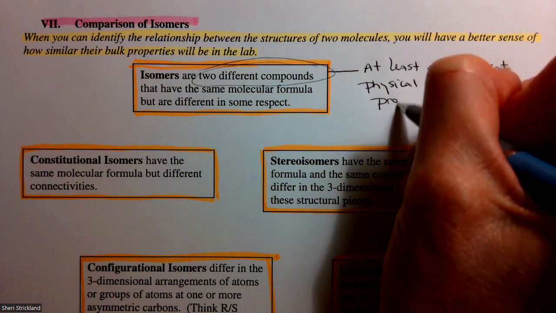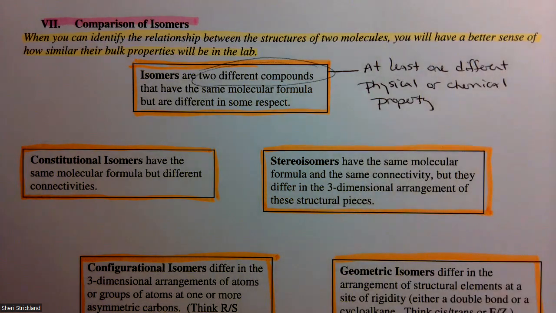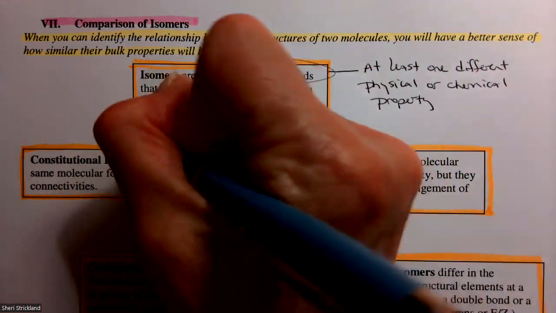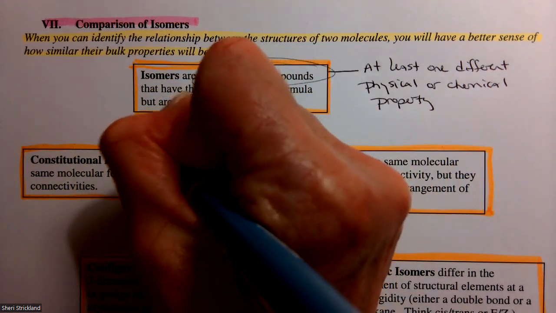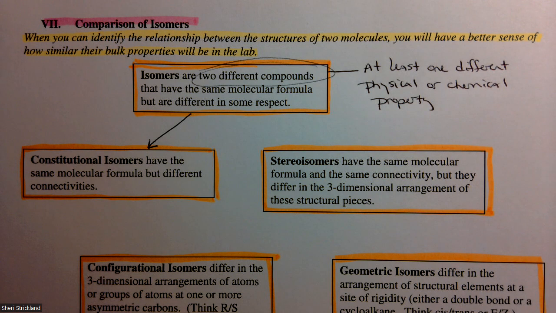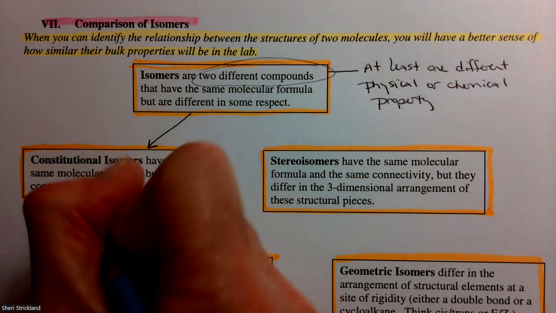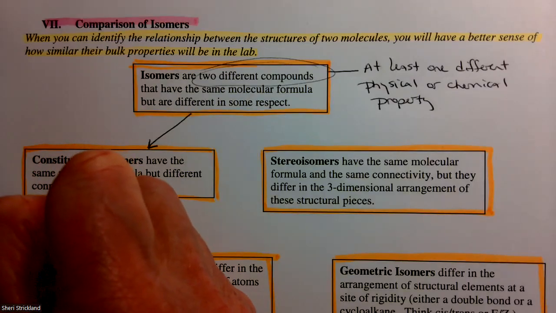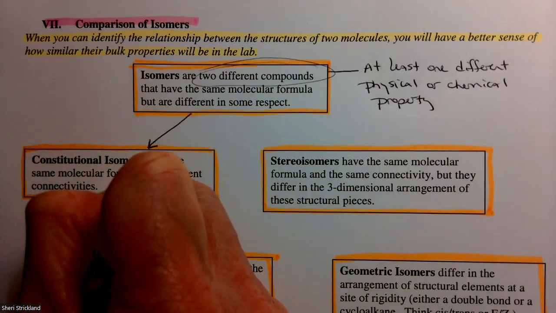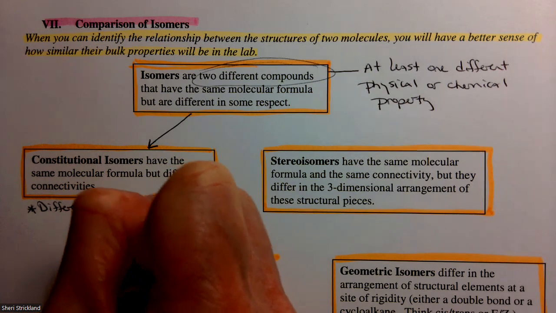Now, constitutional isomers that have the same molecular formula but different connectivities very often have different functional groups. Not always, but very often. And because of that, they have very different properties.